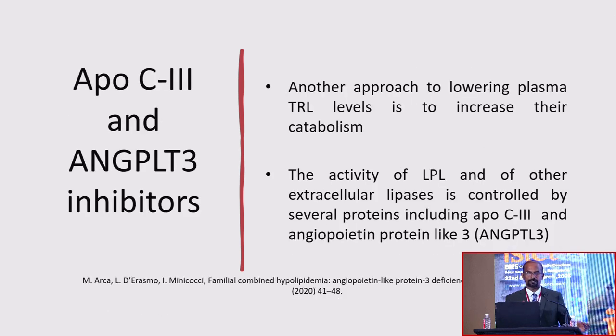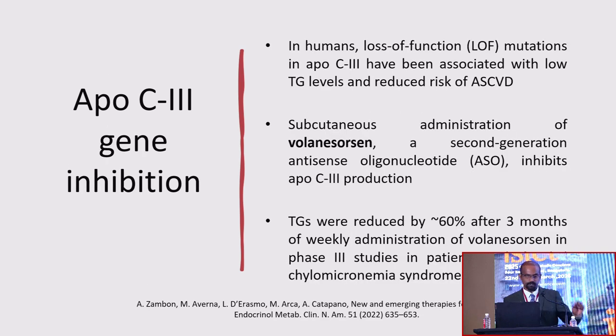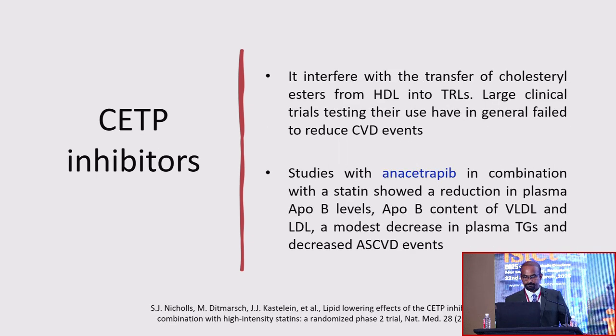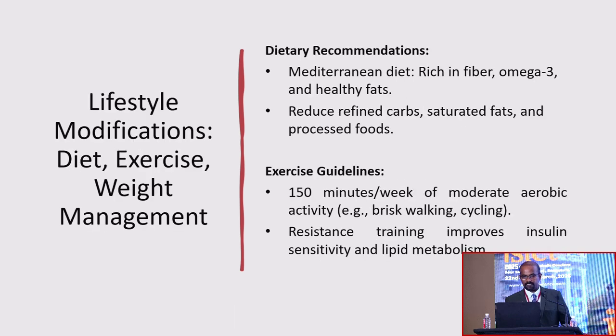These are the research molecules, ApoC3 and ANGPTL3 inhibitors. I'll take 20 seconds. I don't have any experience with these molecules; I only read about them in the literature. I don't know whether they are available in India or not. Evinacumab is an antibody against ANGPTL3, and it shows more than 70% reduction of plasma triglyceride levels. CETP inhibitors are also there.